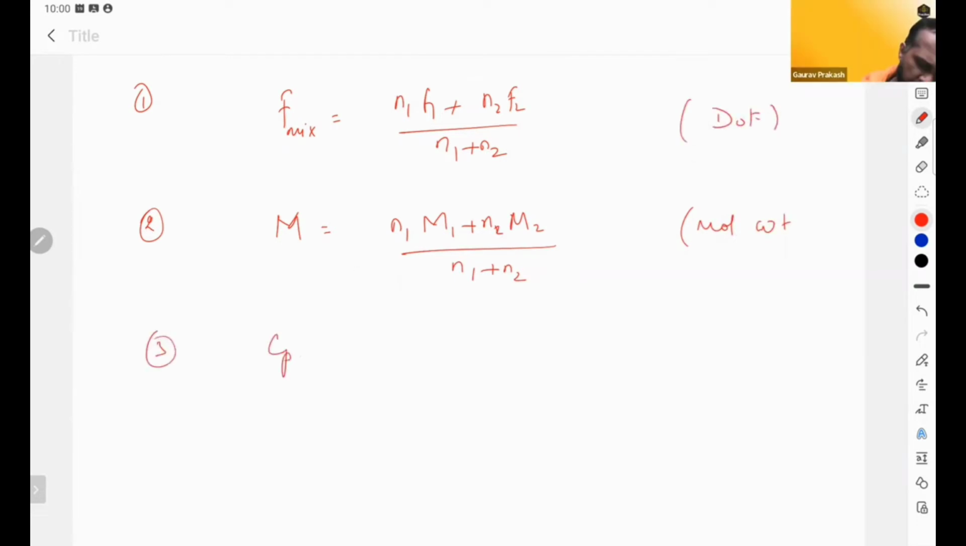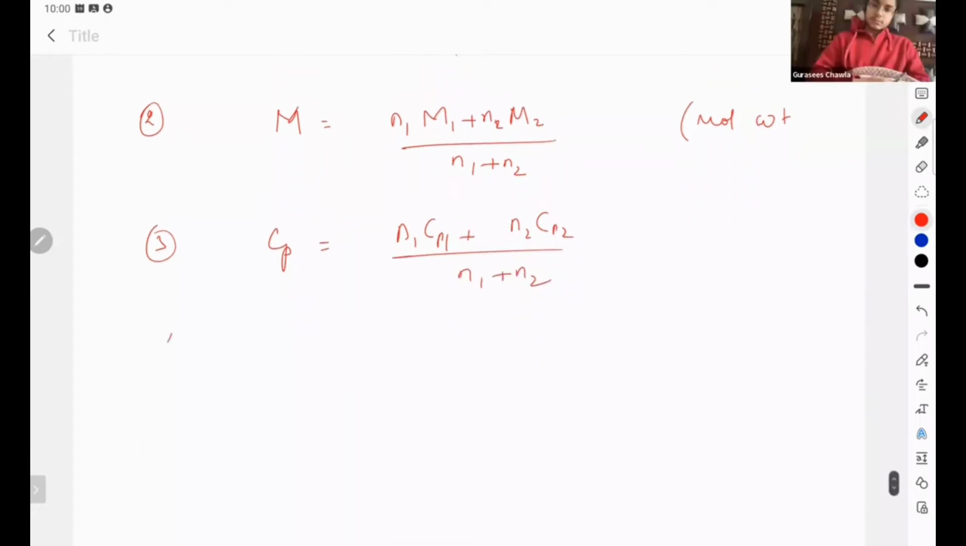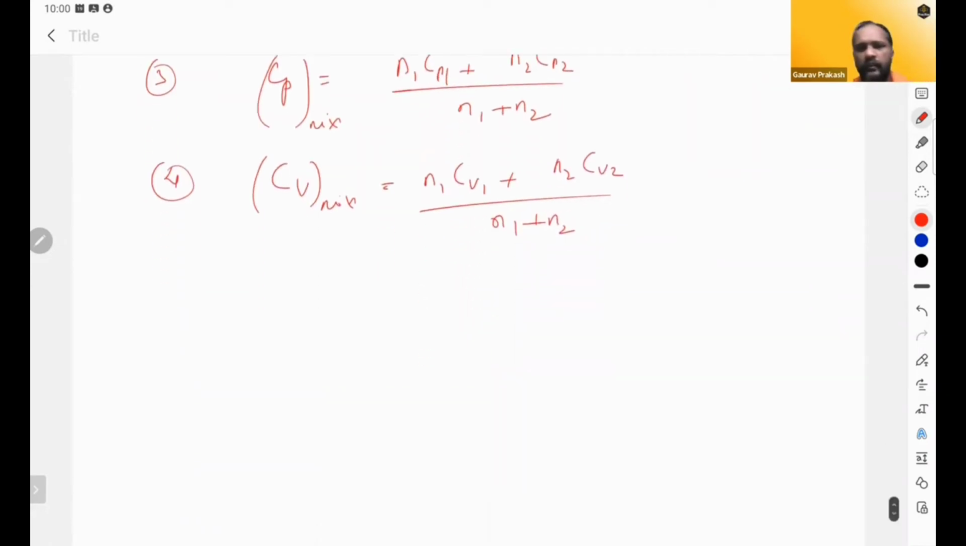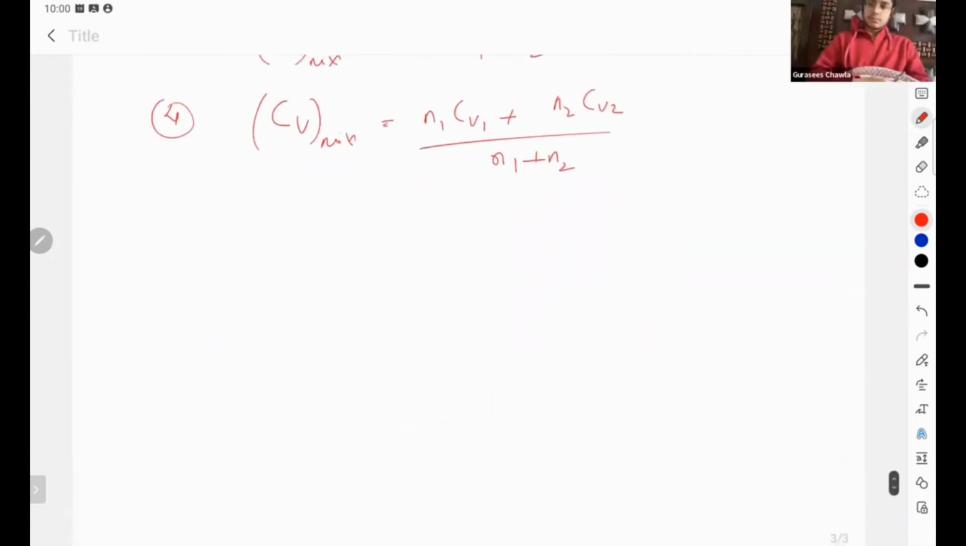Then we have Cp. Cp is n1 into Cp1 plus n2 into Cp2, upon n1 plus n2. Then Cv, this is for mixture. n1 Cv1 plus n2 Cv2 upon n1 plus n2. All these results can be easily proven. Fine. So your work is to prove this result.